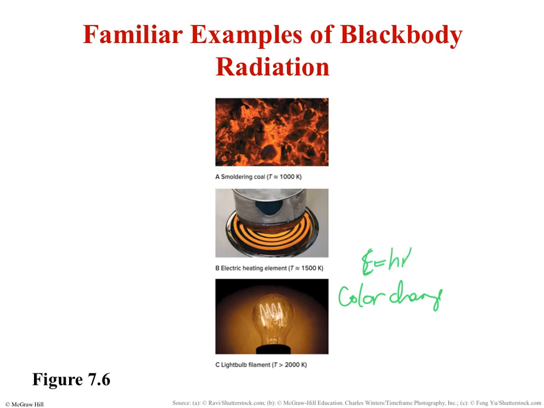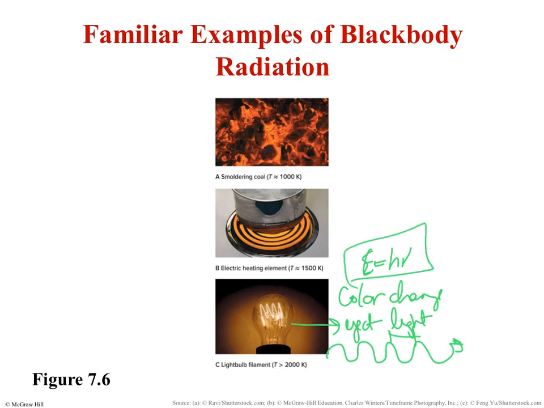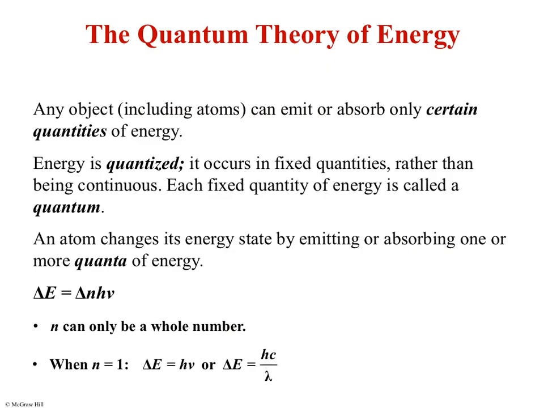E equals hν. So this is the black body radiation, and the temperature will cause this to eject a particle. Okay, so this is ejecting light. That's why we see it. Light is traveling with a certain wavelength through this medium, right? And so it's ejecting that energy. So any object, including atoms, can emit or absorb certain quantities of energy. So energy is quantized. Energy, it's a number, right?